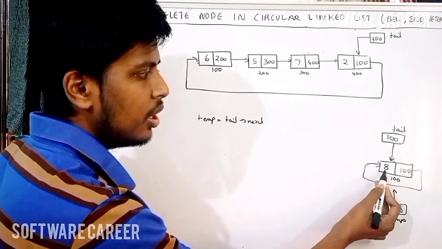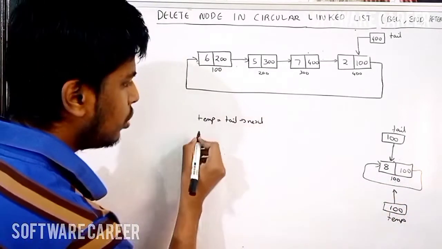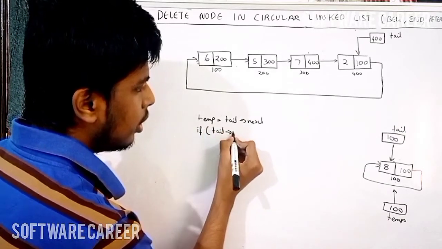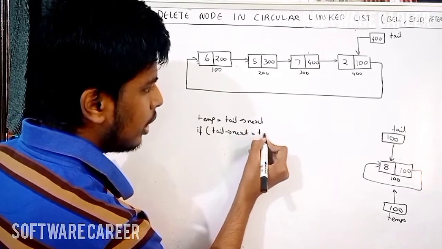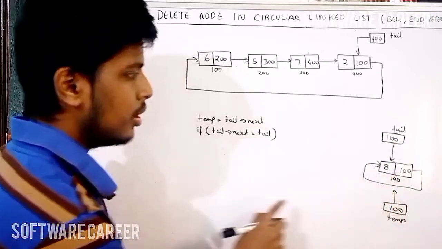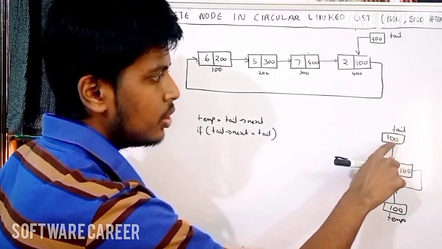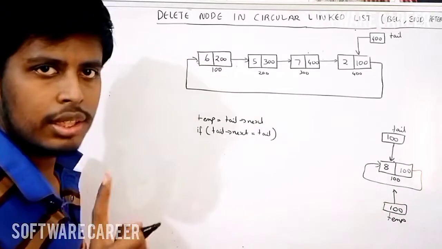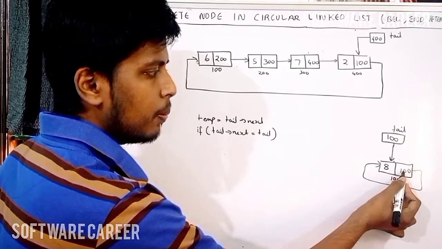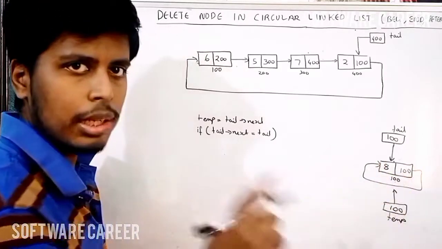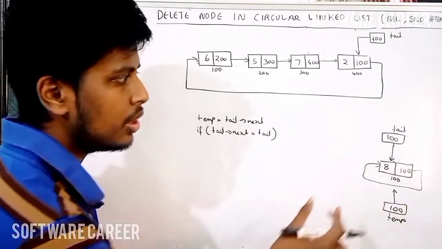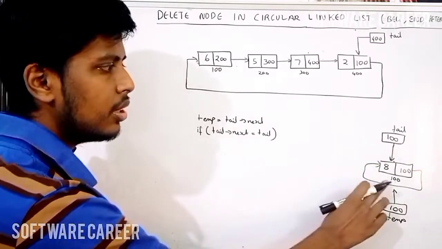First I should check whether it contains only one node. So how to check? See here: if tail next equals tail. Tail is 100, 100's next is 100, which equals tail. Tail is also 100, so it's equal. So it contains only one node. That means the pointer of the last node should have the address of the first node. So if the address of the first node is the same as the address of the last node, then you can say it has only one node.